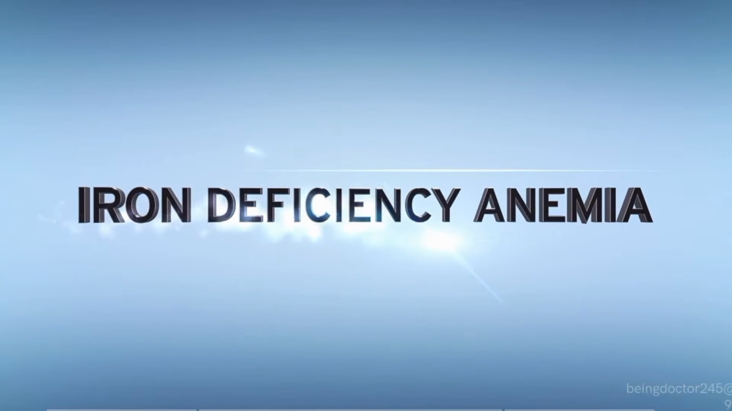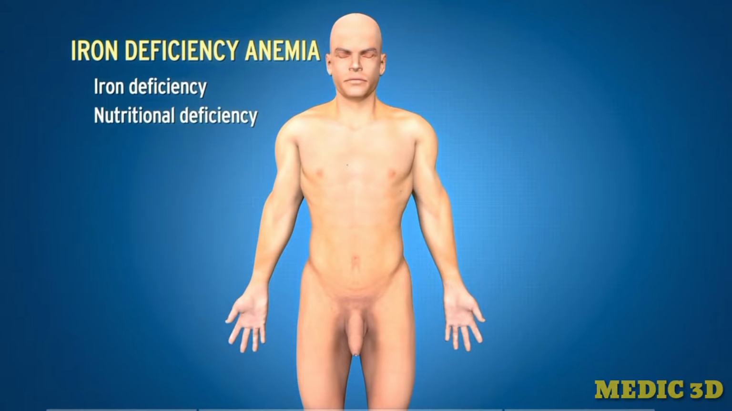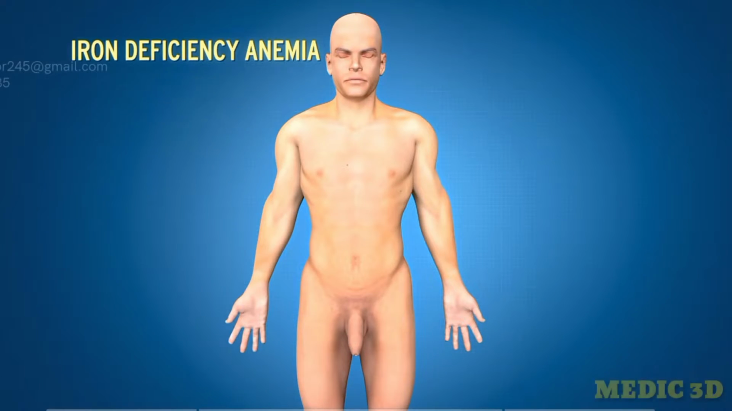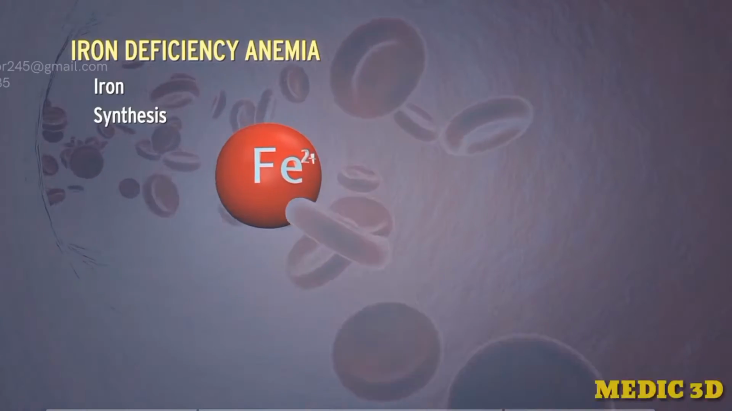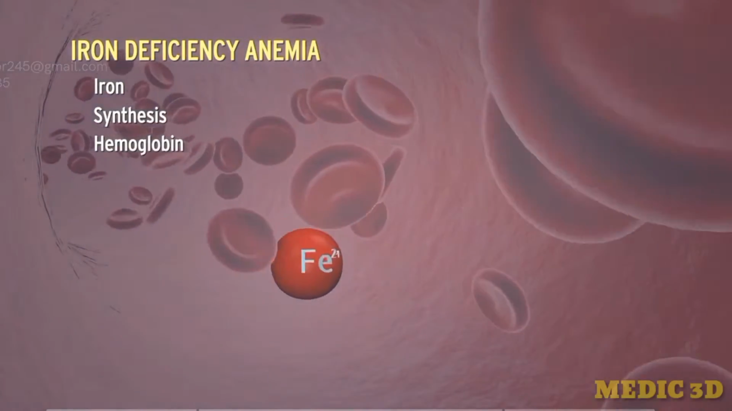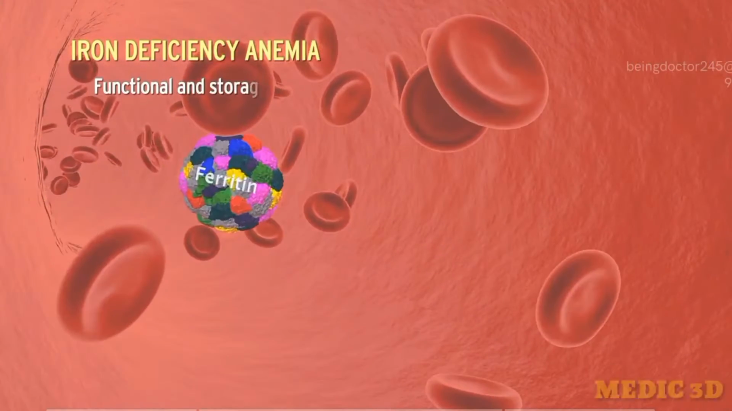Deficiency Anemia. Iron deficiency is the commonest nutritional deficiency in the world. Iron is essential for synthesis of heme component of hemoglobin. Iron is distributed as functional and storage forms.